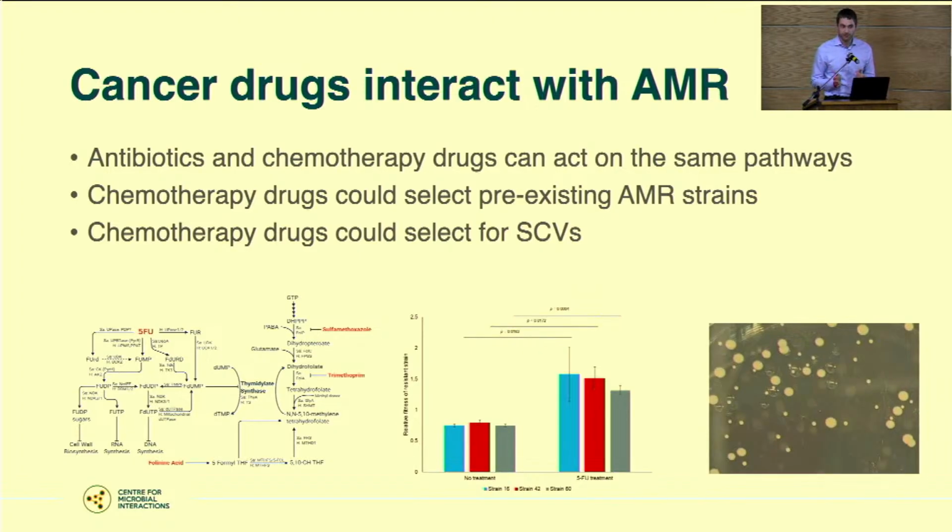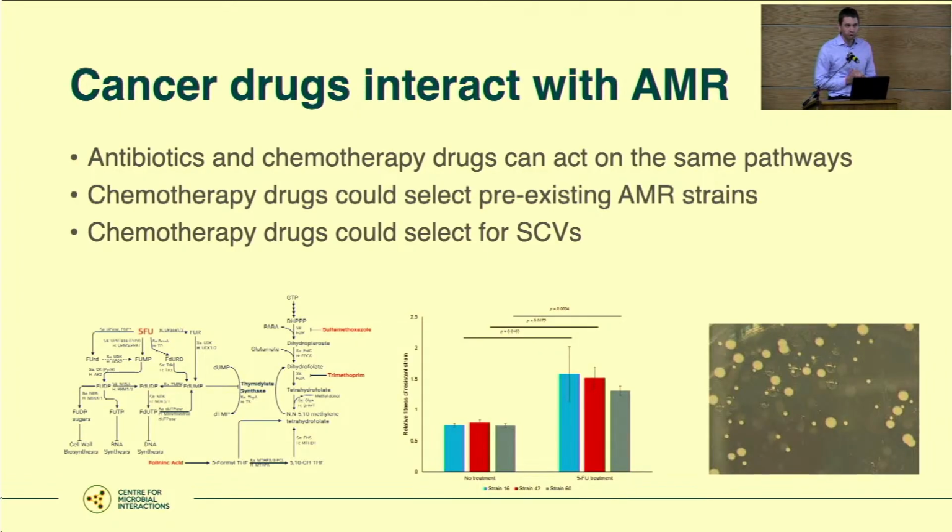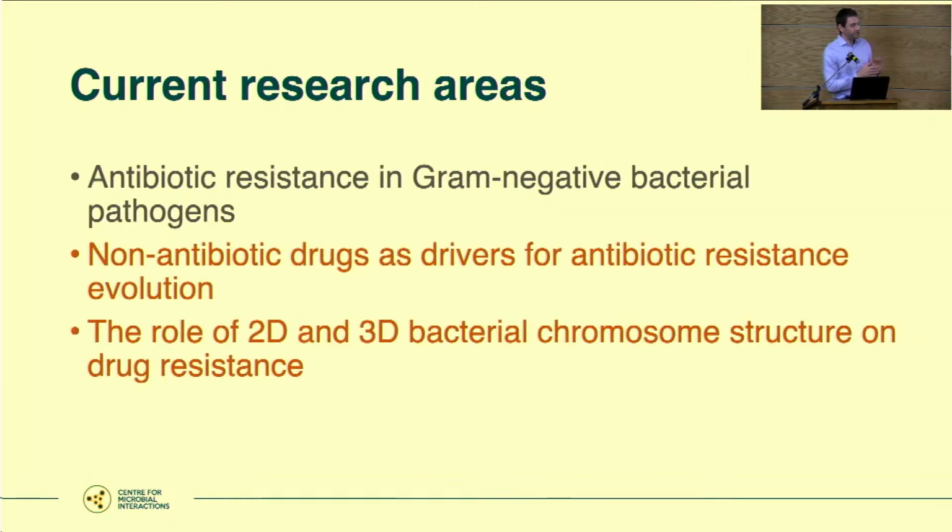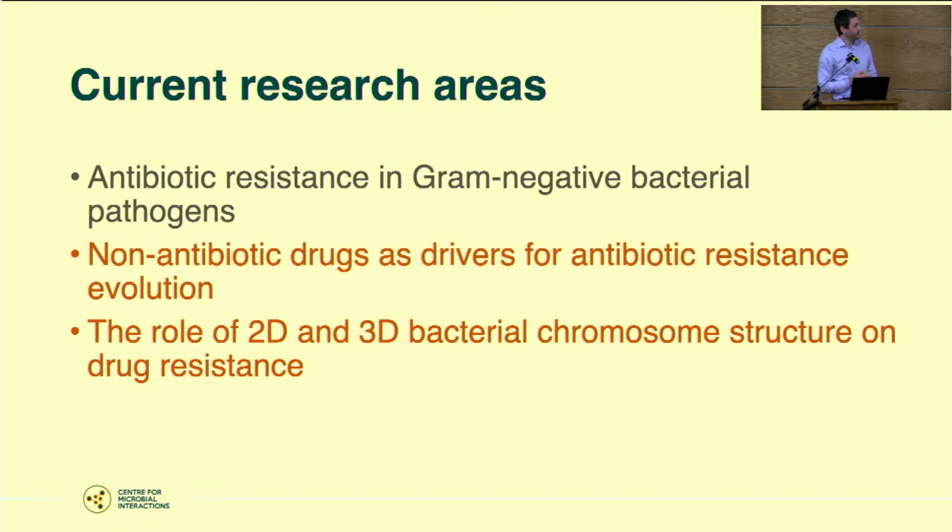Do you see it with other drugs? Do you see it with other species? Do you see it with other types of resistance? And we see that we can select for small colony variants. Those small colony variants that are more resistant to treatment, that are more able to survive, that could be a concern for what's happening in the treatment of these patients. So that's some of the work we're doing on non-antibiotic drugs and how they can be helping drive antibiotic resistance.